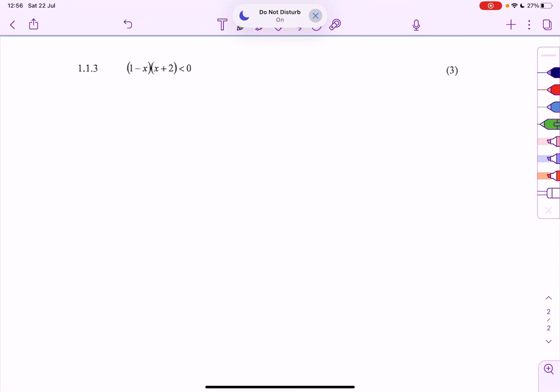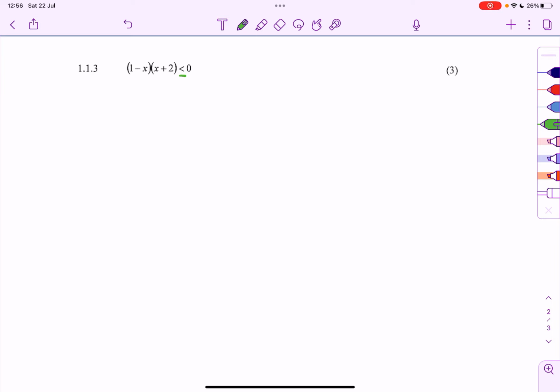Okay, 1.1.3, we're solving for x. In one bracket, 1 minus x, the other bracket's x plus 2, and it's less than 0. So we can see that this will end up to have two x values, and we also have an inequality sign. That means we are looking at a quadratic inequality.